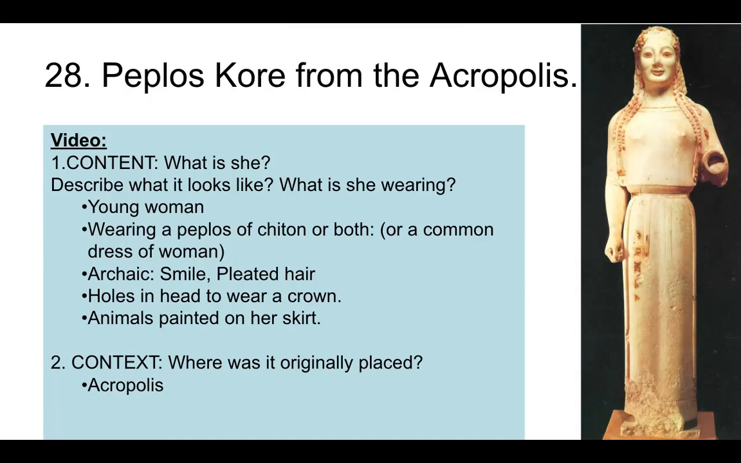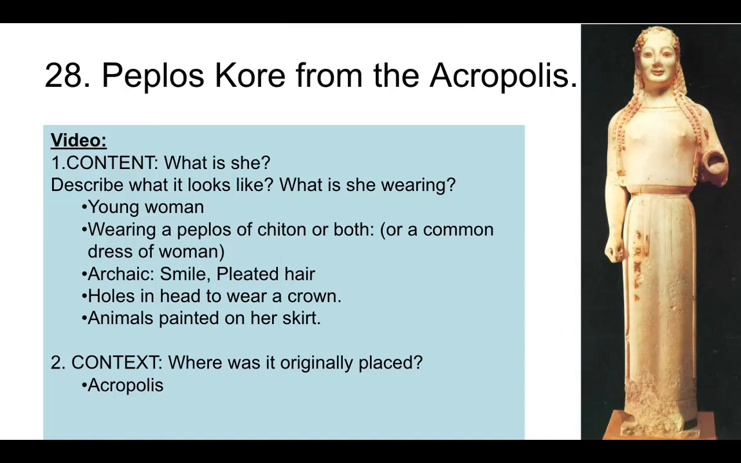It's hard to see from our image, but there are holes in her head. And so we think she was wearing a crown. So that probably tells us a little bit that she's probably more than just your average woman. And she also, once upon a time, had animals painted on her skirt. You can see remnants of it right here, right? You can see a little bit of remnants of animals on her skirt, okay?